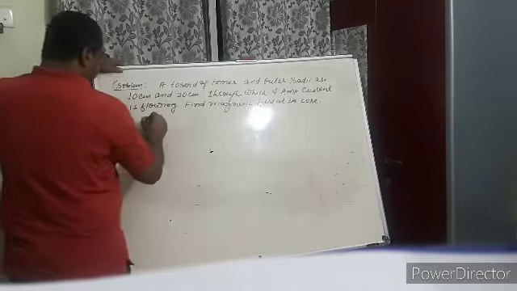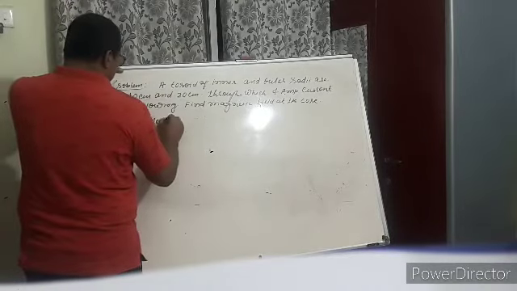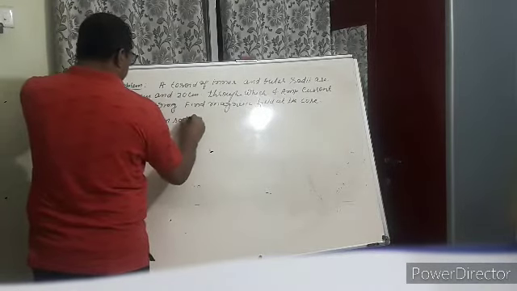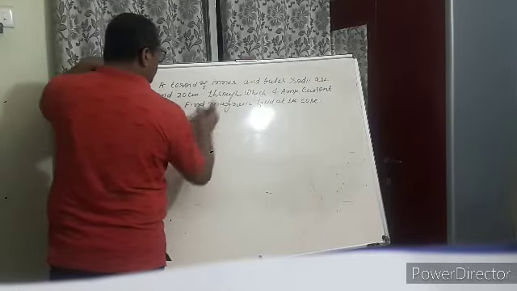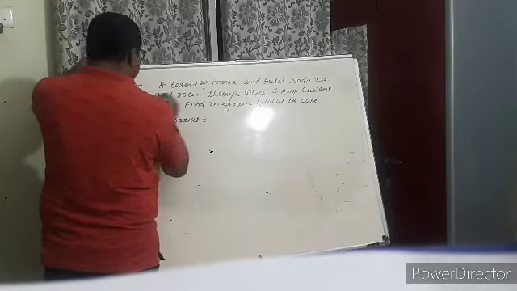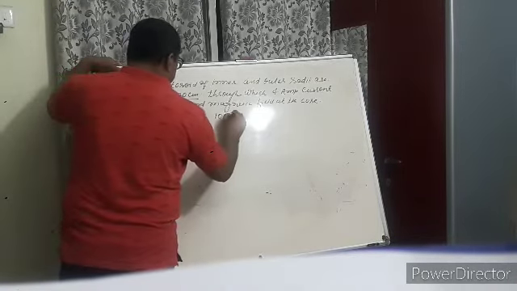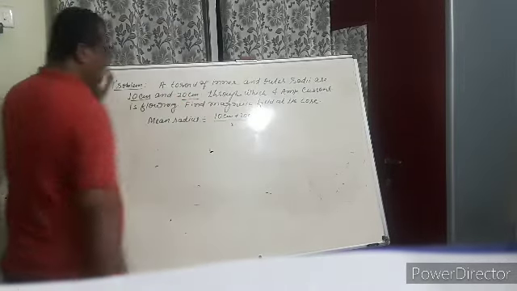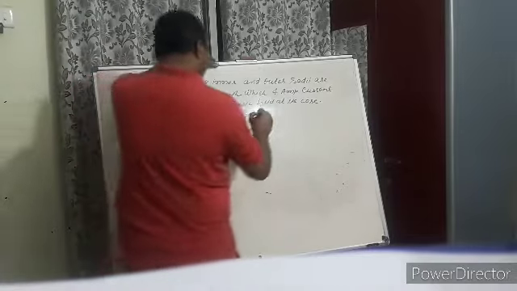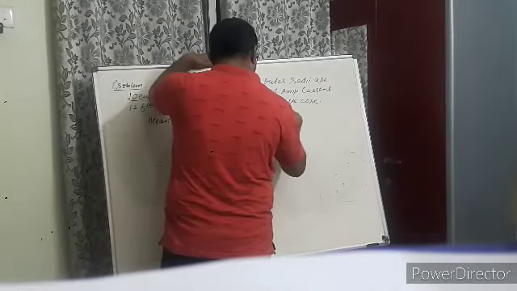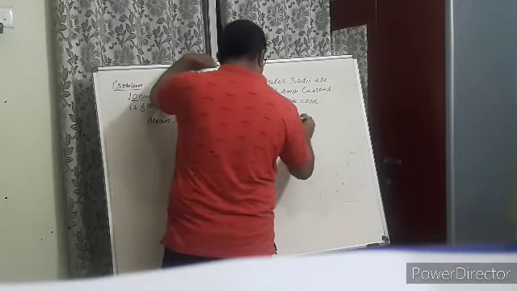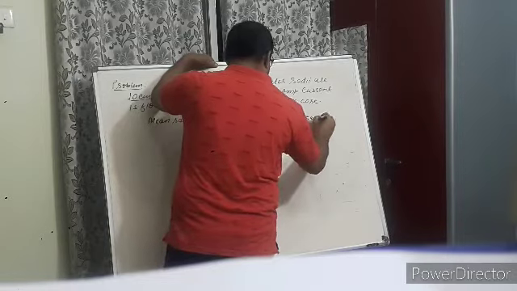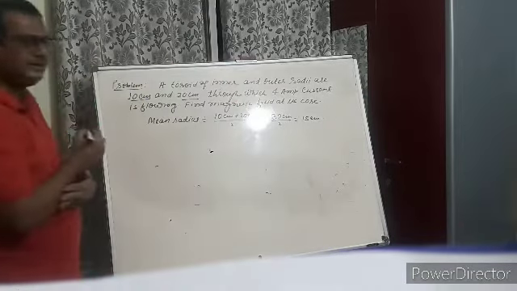So we take the mean radius here. Mean radius is equal to the inner and outer radii, 10 centimeter and 20 centimeter. 10 centimeter plus 20 centimeter divided by 2, that is 30 centimeter divided by 2, which is equal to 15 centimeter. This is the mean radius.